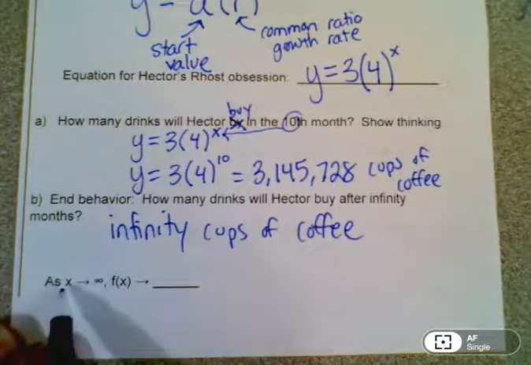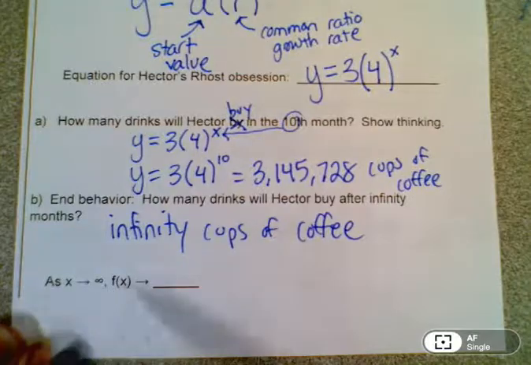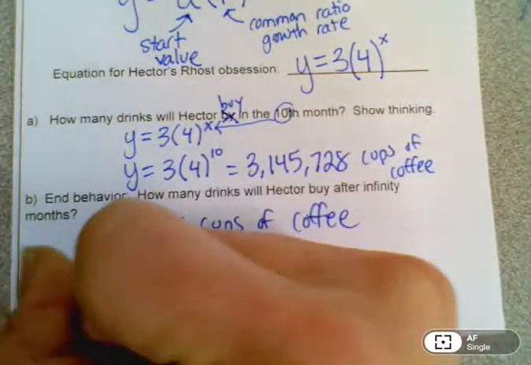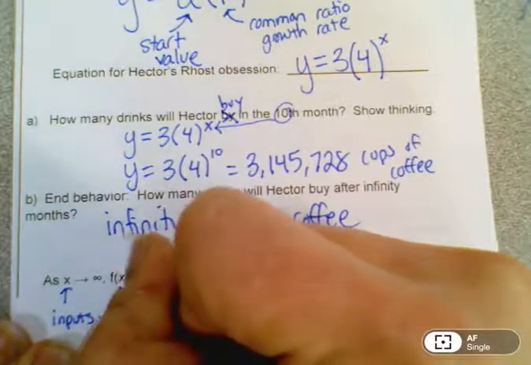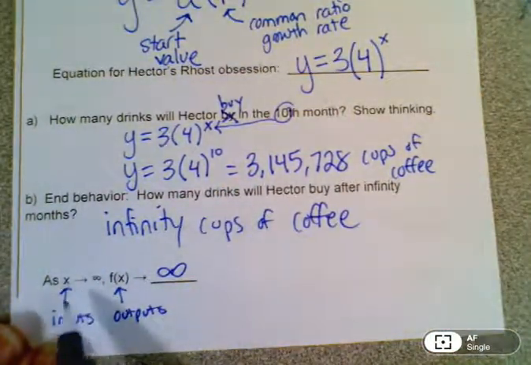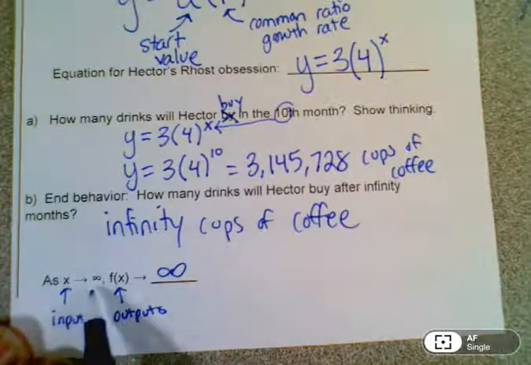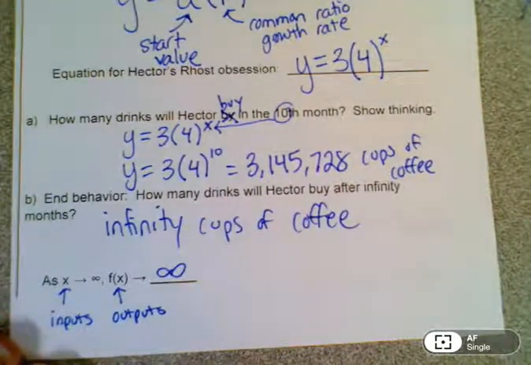This reads, as x keeps going on and on to infinity, okay, these are the inputs, then f of x, which is our outputs, are also going to go to infinity. In other words, as this keeps going forever, all the way out to infinity months, then the output, the cups of coffee, will reach infinity.